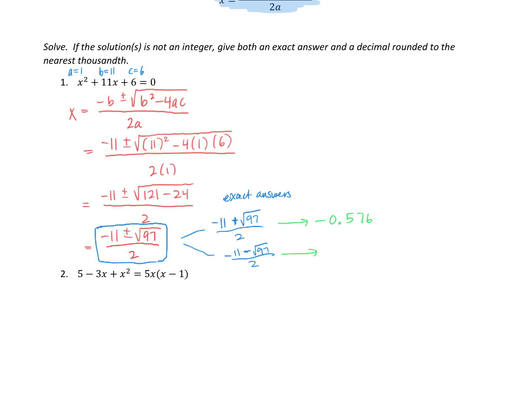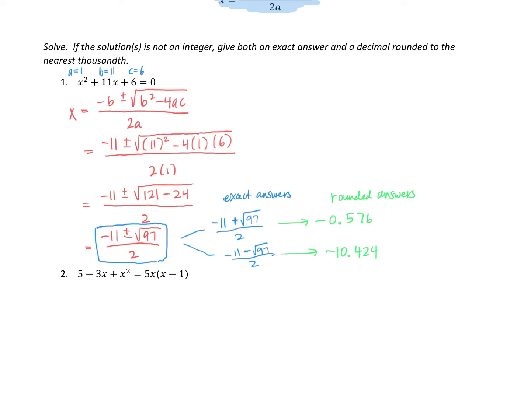Okay, and then the bottom one, you would do the square root of 97. That's a minus, so that's a negative, plus a negative 11 divided by 2, and I get negative 10.424. So those are my rounded answers, or in other words, they're estimates. So make sure you're paying attention to how they want your answers. If they want exact form, you should do what's in blue. If they want an estimate, make sure you round to the appropriate decimal place.